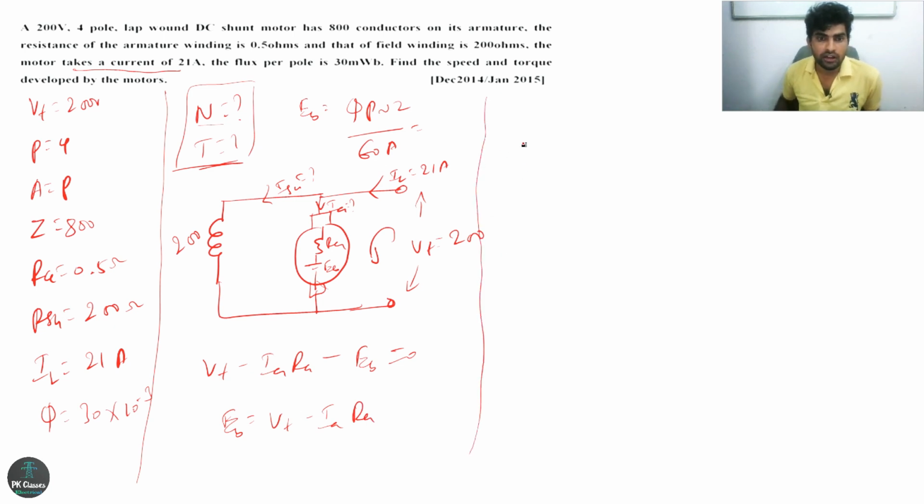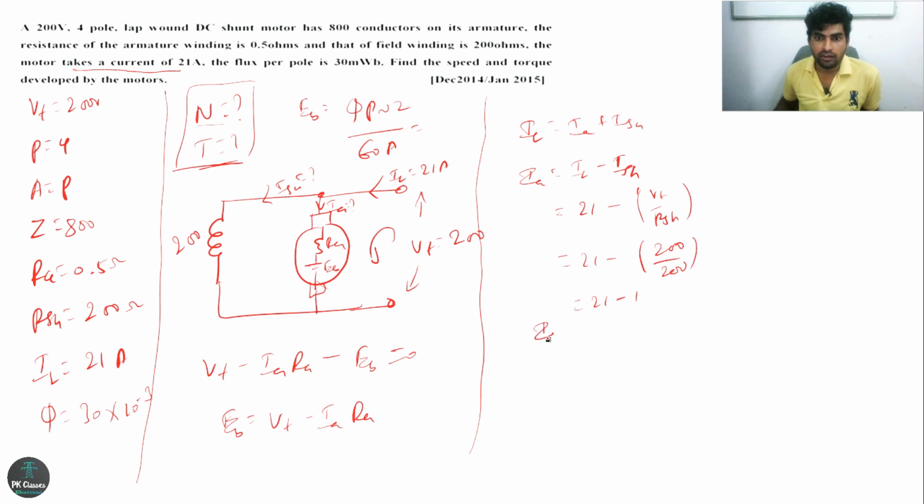How to calculate IA? See here, IL is entering into the junction. IL is equal to IA plus ISH, so IA is equal to IL minus ISH. IL they have given as 21 amps, minus ISH. How to calculate ISH? ISH is VT by RSH. So 21 minus VT, which is 200, divided by 200. You will get 21 minus 1. IA is equal to 20 amps.